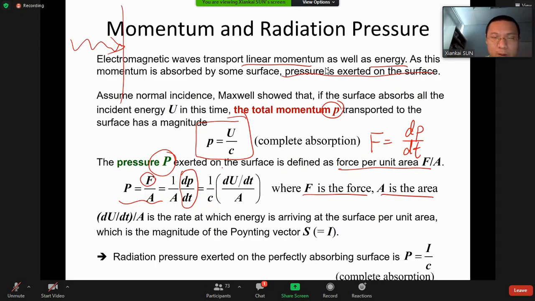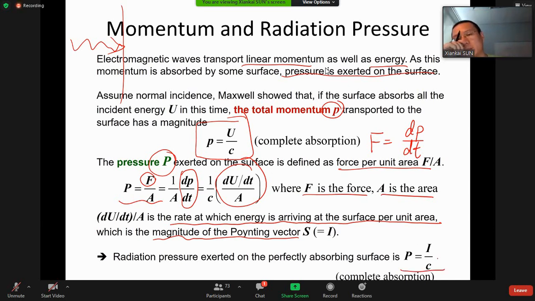If you look at this factor more closely, you find out what this is. This is the rate at which energy is arriving at the surface per unit area. That's exactly the magnitude of the Poynting vector, so that is I, the intensity. So we derive that the radiation pressure exerted on a perfectly absorbing surface is P equal to I over c.